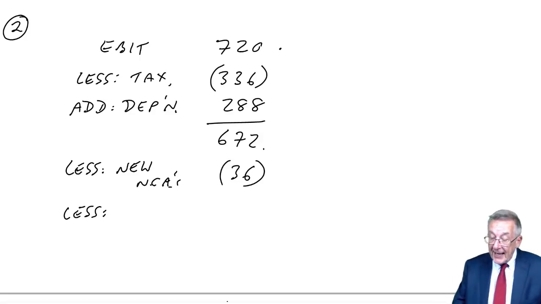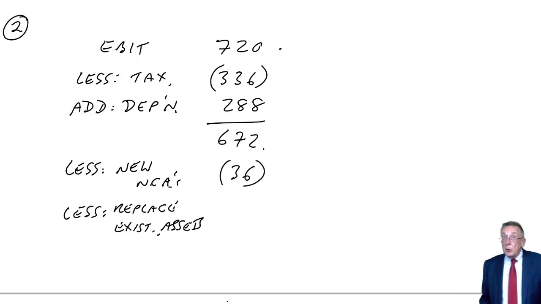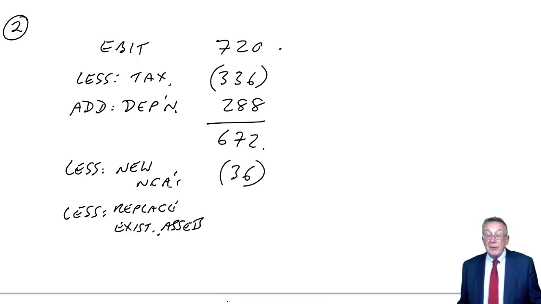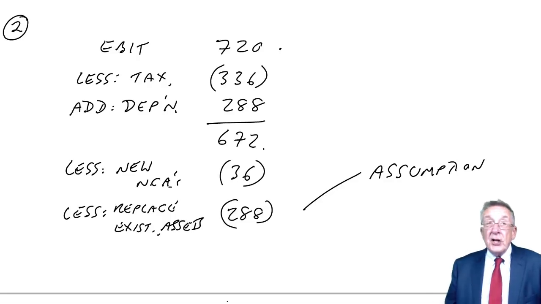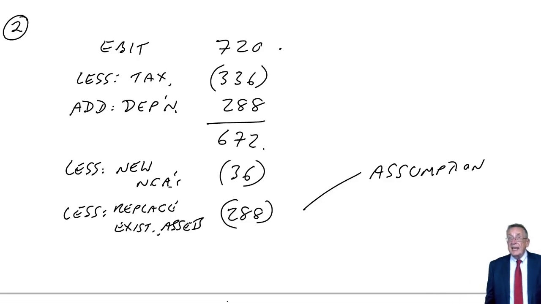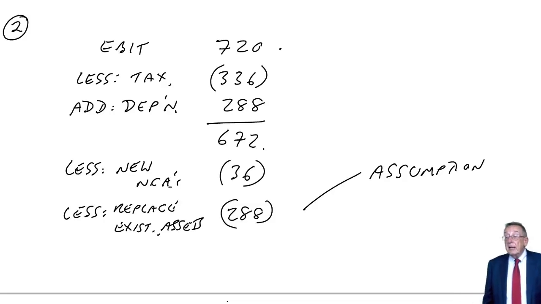So for replacing existing assets, well, if we assume we need to spend the same as we're charging for depreciation, there's another 288. But appreciate that is an assumption. Check the question. If the question tells you that's the case, there's obviously no choice. If it doesn't tell you, then although the examiner tends to assume it and subtracts 288, fine, if you didn't assume it and didn't subtract 288, you would still get the marks.